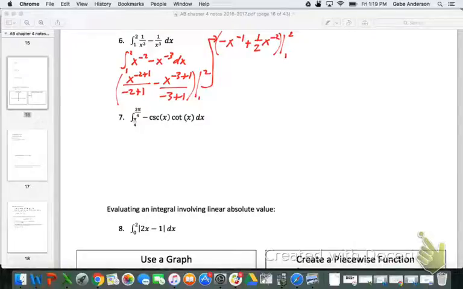So the second point here would be showing that you know how to use fundamental theorem part 1, and that's going to be the plug-in. So it's going to be negative 2 to the negative 1 plus 1/2 times 2 to the negative 2 minus the same thing just with the 1's plugged in. So it would be the negative of 1 to the negative 1 plus 1/2 times 1 to the negative 2.